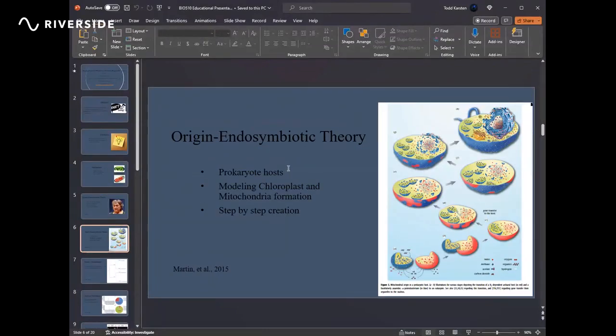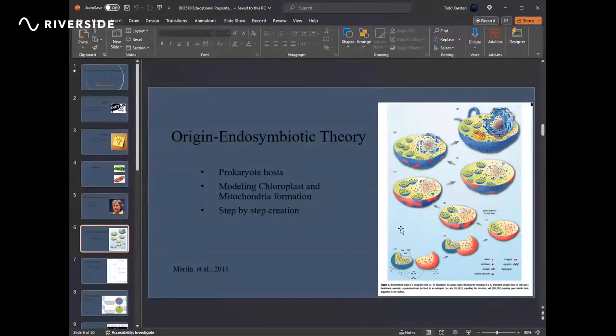As we look at the origins of the endosymbiotic theory, there are prokaryotic hosts. We're going to model some chloroplast and mitochondria formations step by step. First off, the origin indicates a prokaryotic host that becomes part of the eukaryotic cell as organelles by endocytosis.